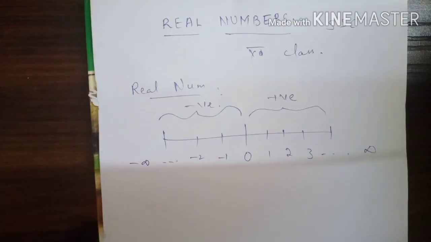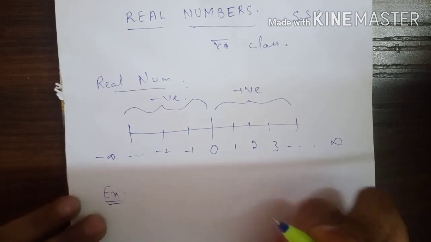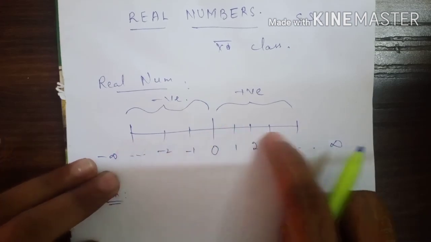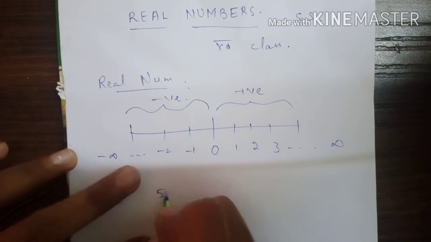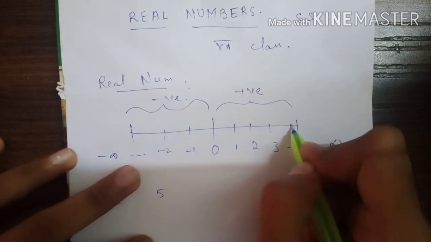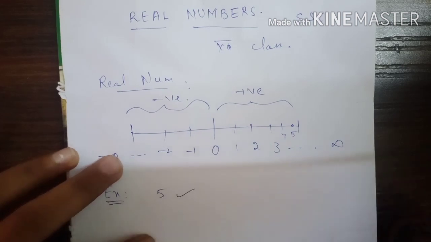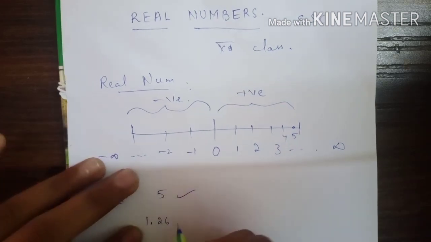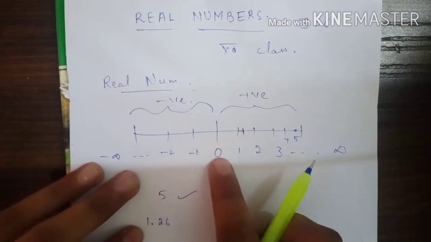Now coming to examples of real numbers, any number which can be pointed on this line could be treated as a real number. For example 5, we can point 5 somewhere after 3 here. So this will be 4 and this is 5. So 5 is treated as a real number. Another example could be 1.26. 1.26 would be very near to 1 and in between 1 and 2. So this is also a real number.